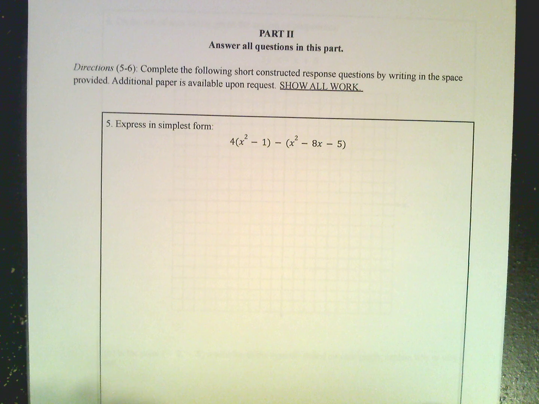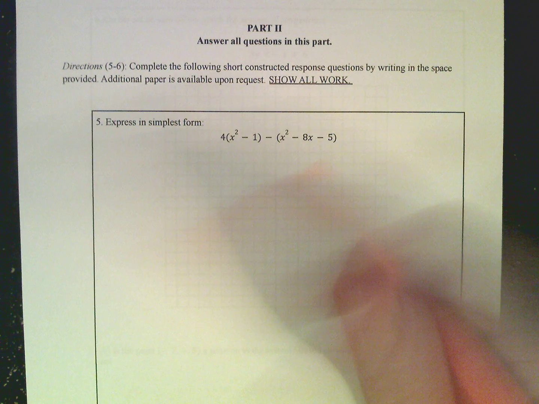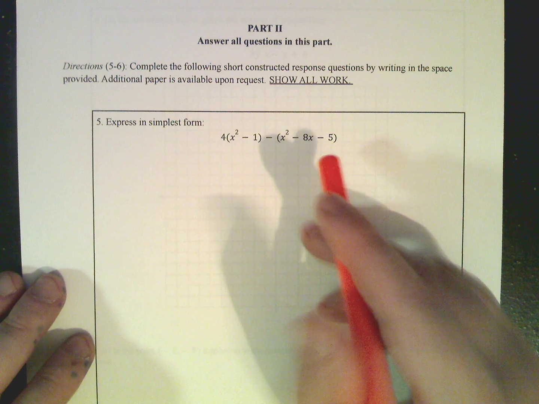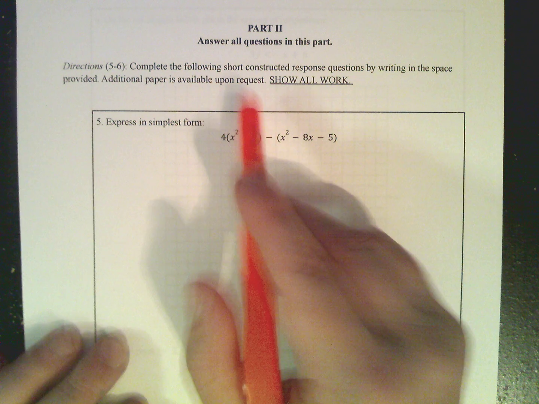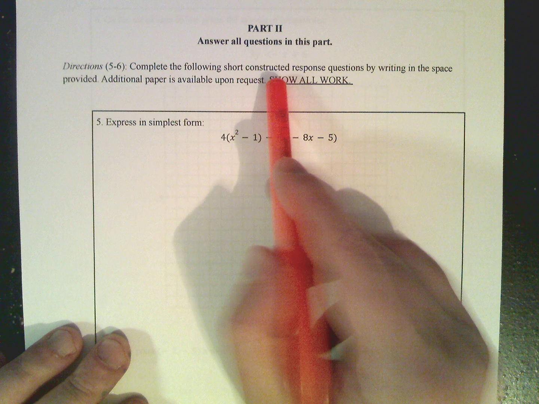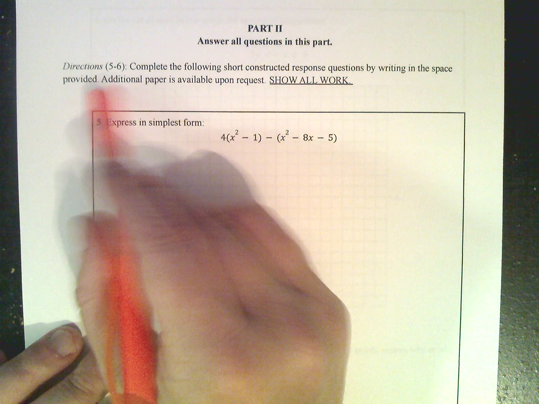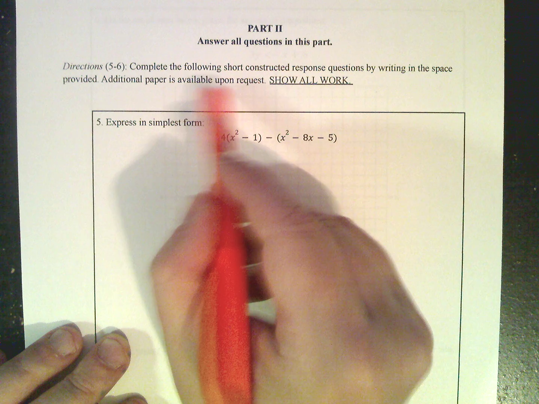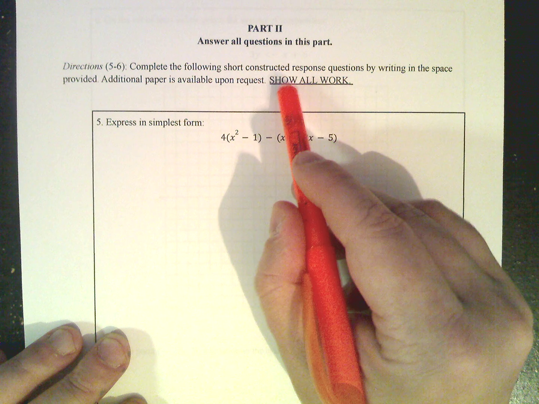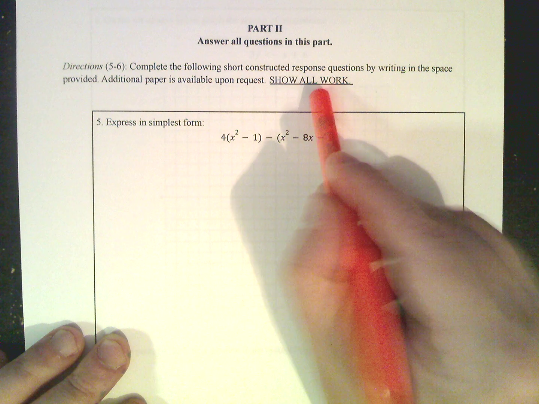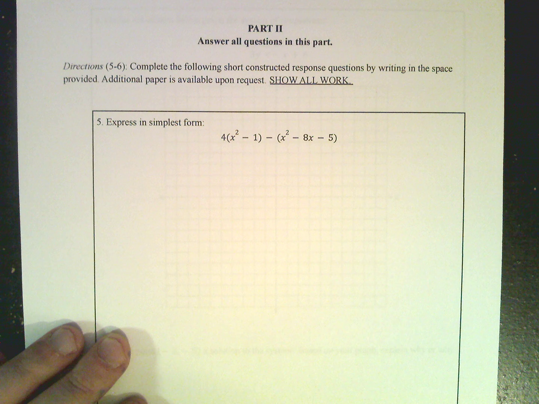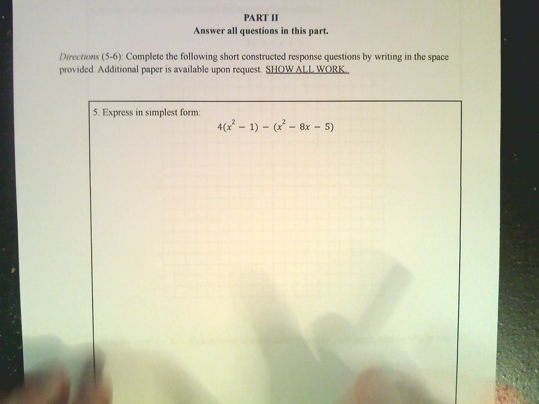Let's move to part 2. It says part 2, directions for questions 5 and 6. Complete the following short constructed response questions by writing in the space provided. Additional paper is available upon request. Underline, show all work. Definitely important here. Okay, first, number 5.